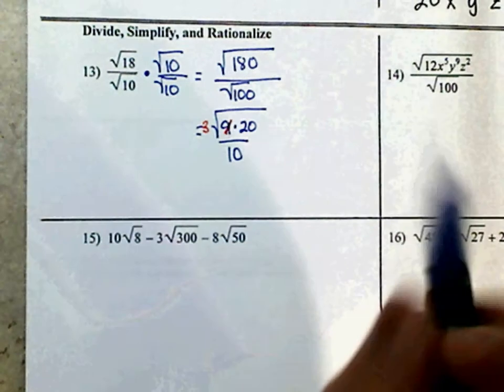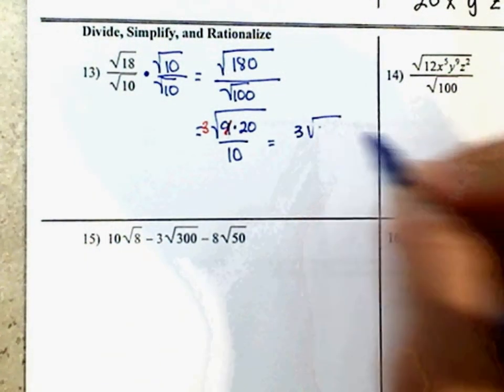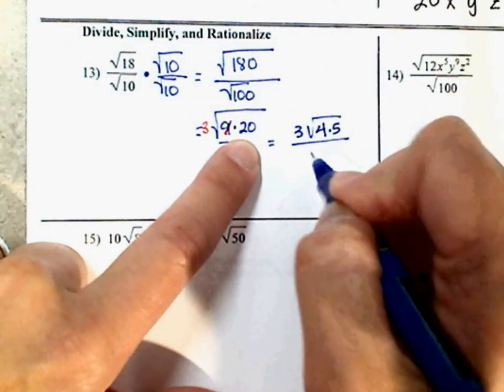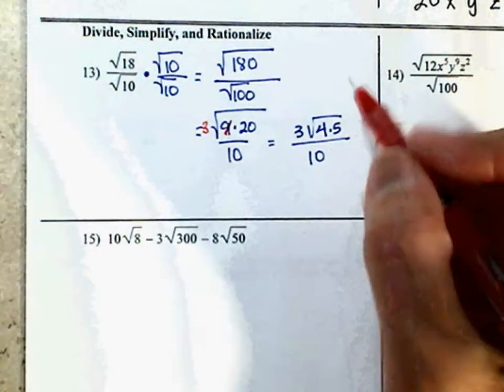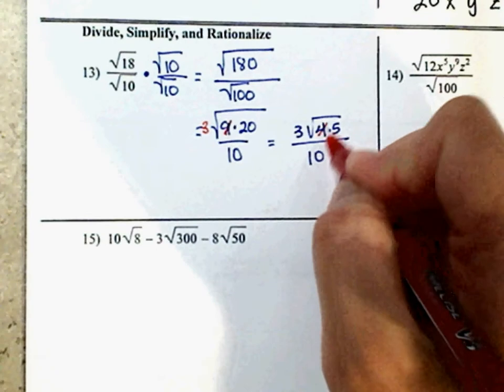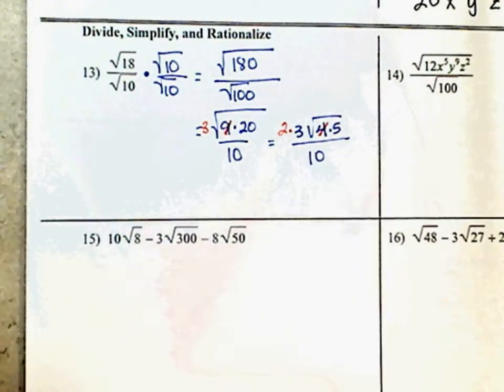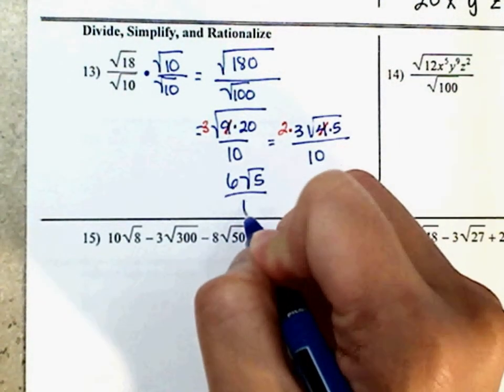You could do this a little differently. You got 3 square root of 20. What number multiplies to give you 20? 4 and 5 over 10. You guys see that right there? Many different ways to do it. Do you see a perfect square? What's the square root of 4? 2. Multiply them together. 2 times 3 is 6, with a 5 left over. Square root of 5 over 10.